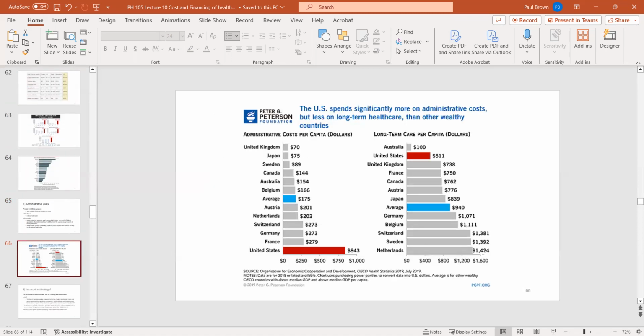So all those things add up to different types of administration costs. Here, in this case, administration costs are on this side, compared to other countries. You can see that the average is about $175 per capita, and in the US it's about $800 per capita. And what this shows on this side is just the long-term care per capita in terms of what gets paid for, but that's another question.